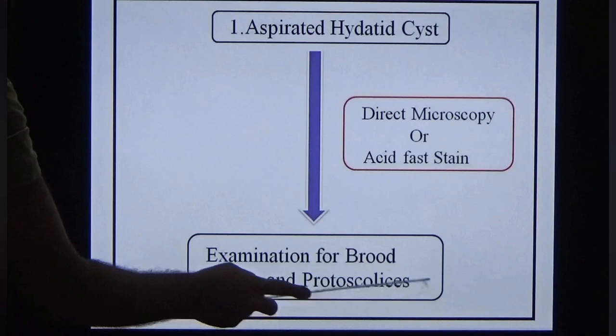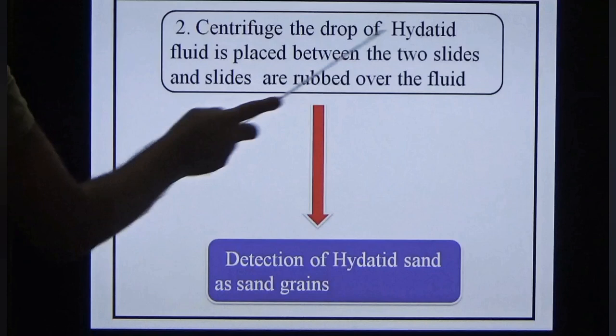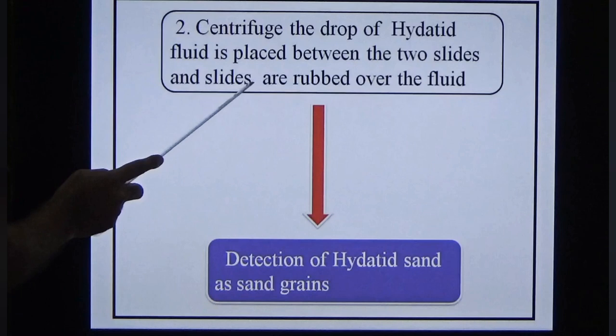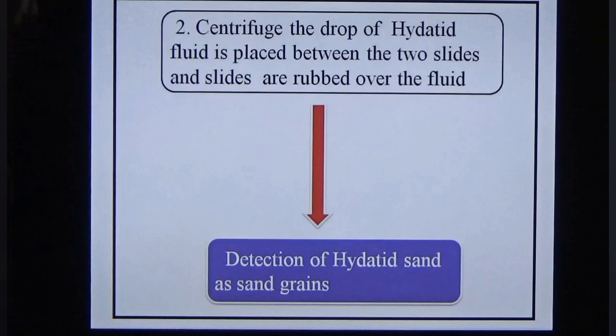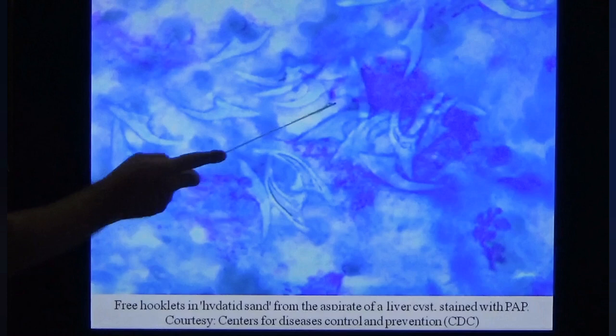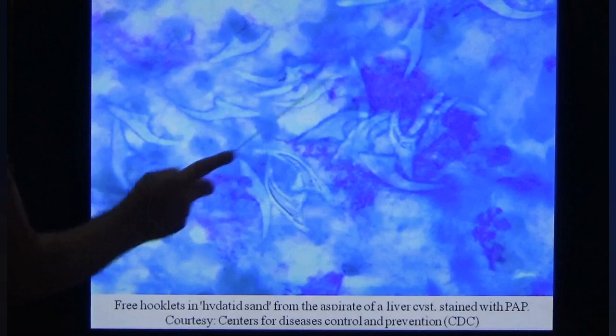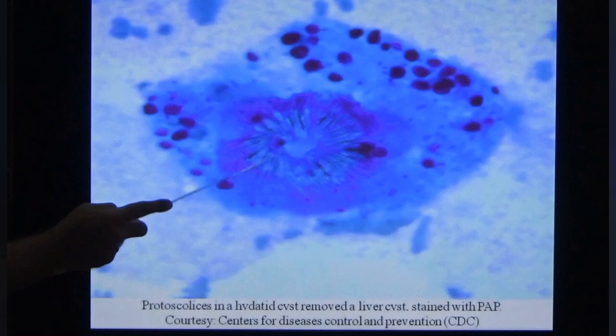Or, a drop of the hydatid cyst fluid is placed between two slides, and the slides are rubbed over each other, spreading the fluid. With this investigation we can detect hydatid sand, the sand grains. So these are the two methods you can use to identify. Okay, here you can see the hooklets taken from the liver cyst, and here you can identify the protoscolices. This one is the protoscolex.